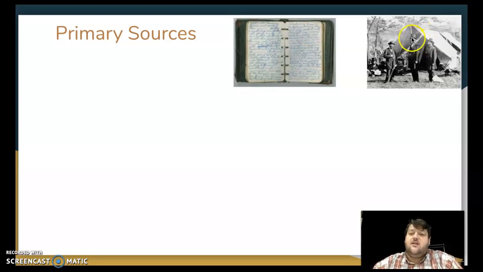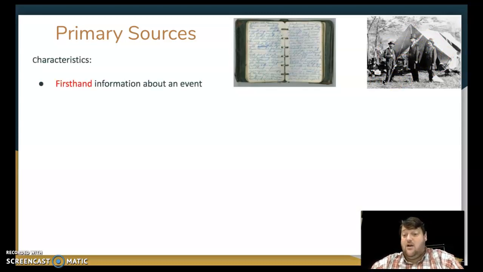This is a picture. There's Honest Abe Lincoln. You can tell by the stovepipe hat and the fact that he's way taller than everybody around him. So a photograph can tell us a lot about what happened. So the big thing about primary sources is they are firsthand. The person was there. Whoever made the source is not making it up. I mean, they witnessed it.